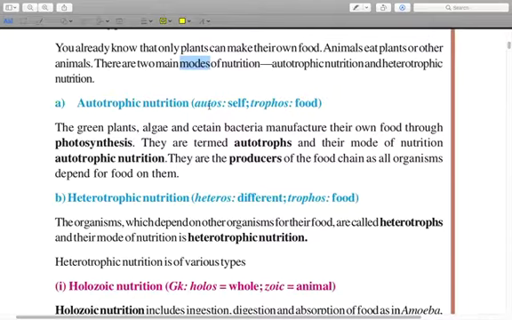So they are the producers of the food chain, as all organisms depend for food on them. Okay, so plants are the producers. They ultimately produce food from sunlight. In photosynthesis, they produce their food using sunlight, water, and carbon dioxide. Plants do this, so they are the producers of nutrition. Then other animals like herbivores eat it, omnivores eat it, and carnivores eat the herbivorous animals. So this is how the energy is passed from one level to another. Okay, I hope you get what I'm telling.